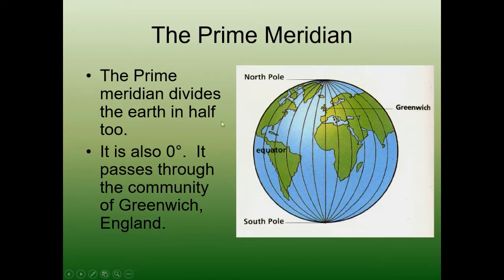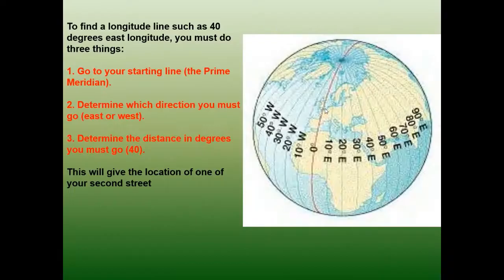All right. The prime meridian divides the earth in half. It passes through the community of Greenwich, England, which was one of the first observatories. So the Greenwich Observatory is 0. Okay, and you can see here from this graphic how it looks. So you've got 10, 20, 30. Sometimes they're in 10 degrees, sometimes they're in 15 degrees. Doesn't really matter. It's just whatever the particular globe is.